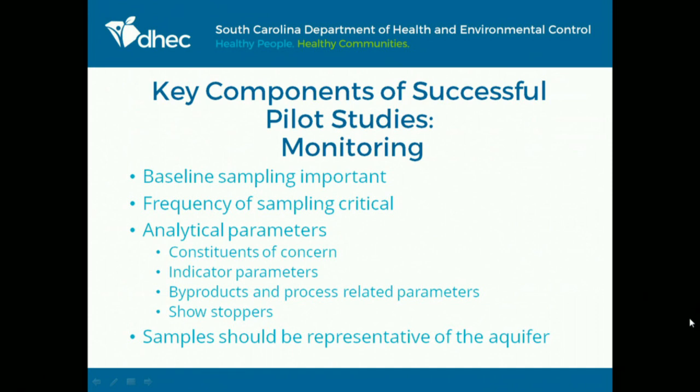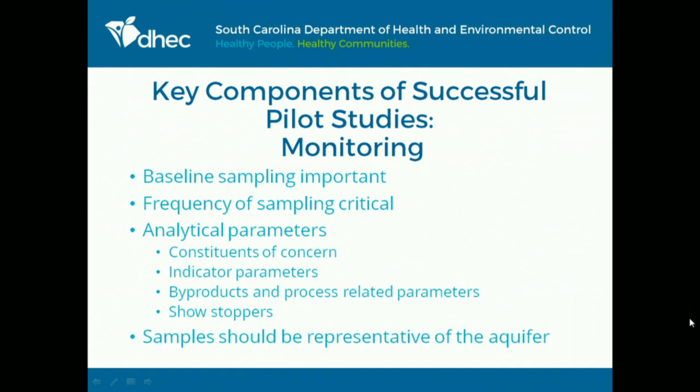Baseline sampling must be done if you're going to make comparison of your results to say the technology worked. Let's start by taking baseline indicator parameters like dissolved oxygen, ORP, pH, as well as contaminant concentrations. Depending on the type of technology you're looking at, you will be comparing those to what happens after the technology is implemented.